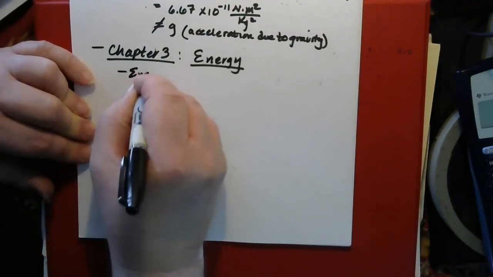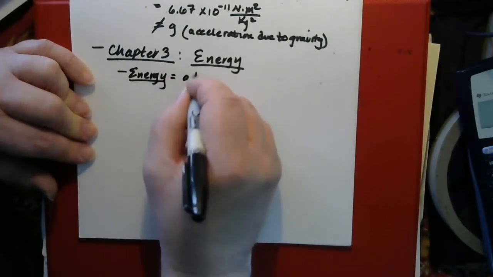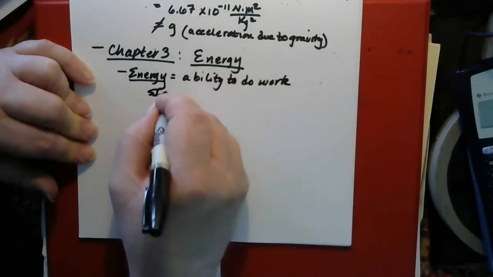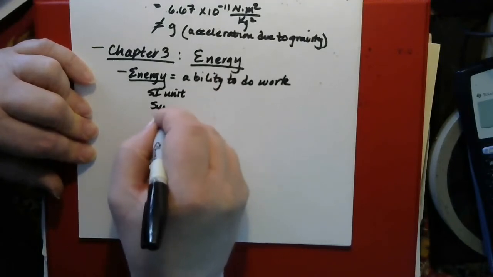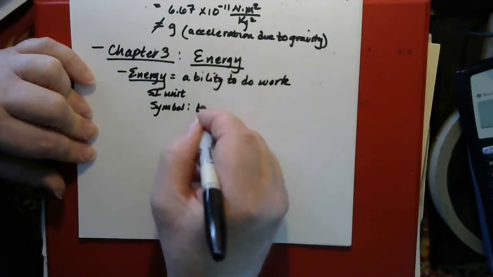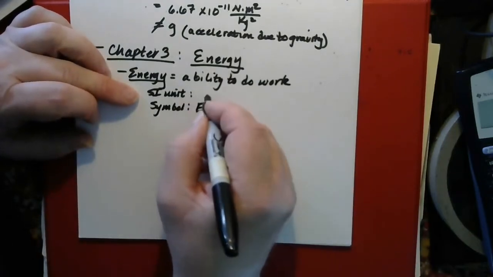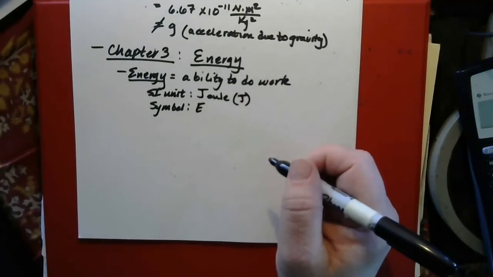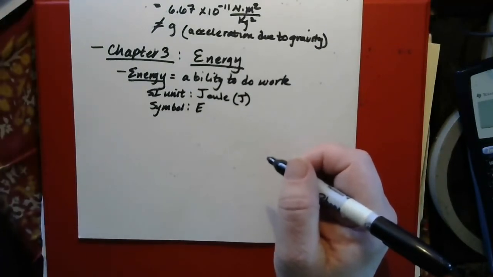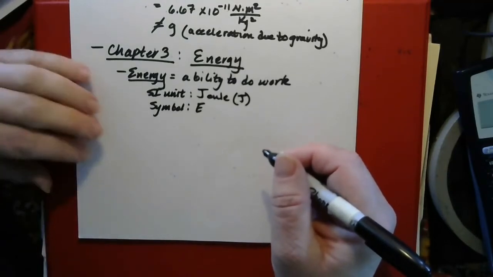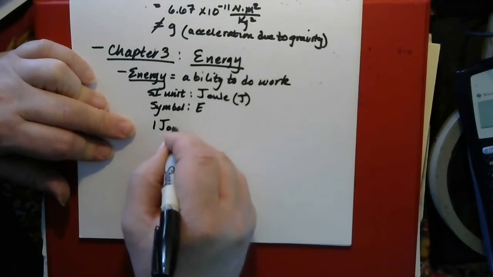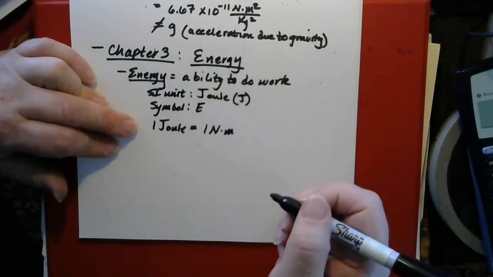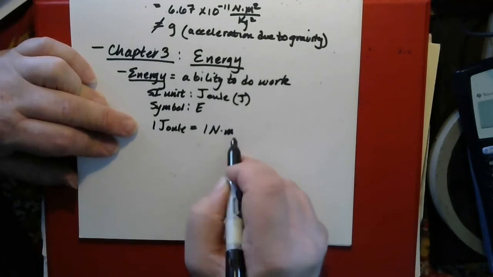Starting off, energy is often defined as the ability to do work. The variable or the symbol for energy is usually a capital E, and the SI unit for energy would be the joule. Symbol is capital J. We'll get around to what a joule is in more detail a little bit later. Well, we might as well do it now. A joule is actually 1 Newton meter. And this is related to the definition of work, which we'll see in just a moment.